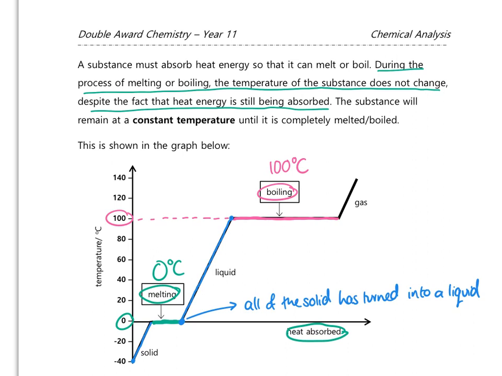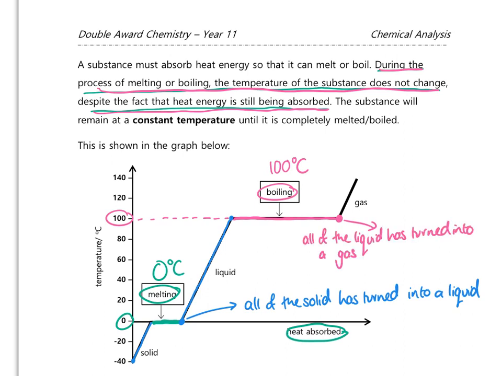So even though it's absorbing more heat in order to change from a liquid into a gas, the temperature is not rising. So again, we see this during the process of boiling this time, the temperature of the substance does not change, despite the fact that heat energy is still being absorbed. So heat is being absorbed, our water is changing into steam, boiling is happening. And at this point here, what has happened? Well, at this point, all of the liquid has turned into a gas.